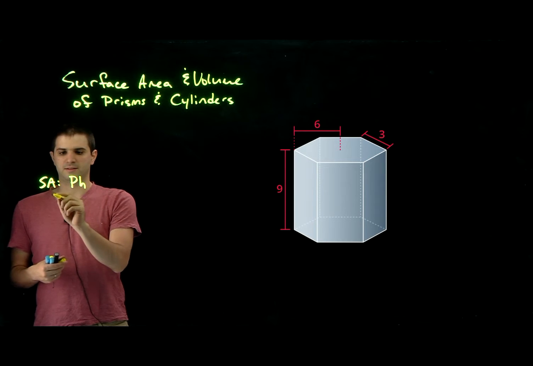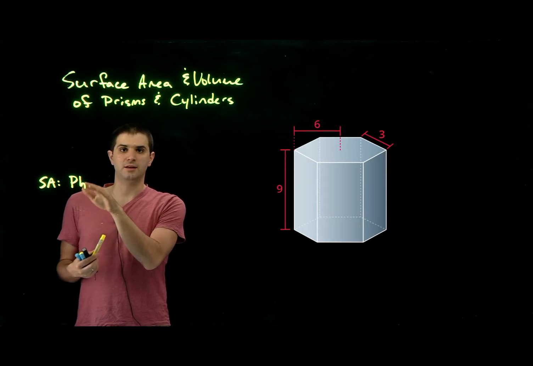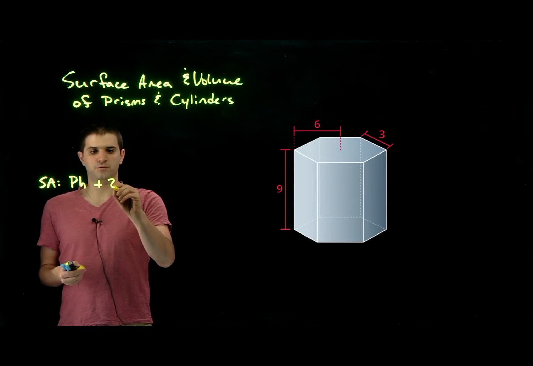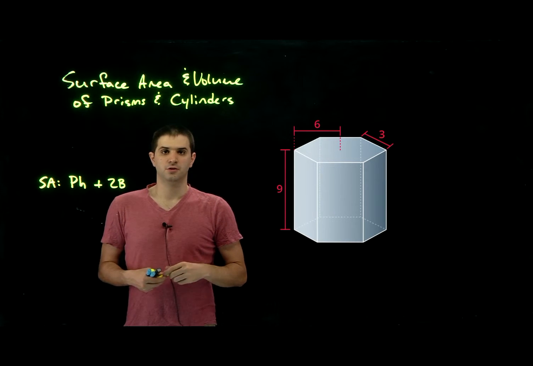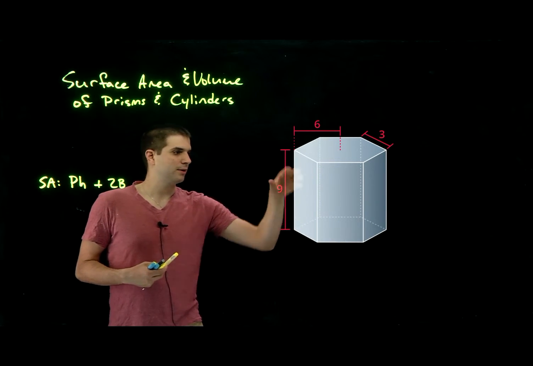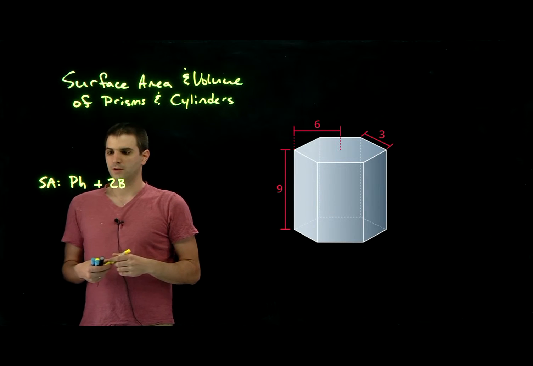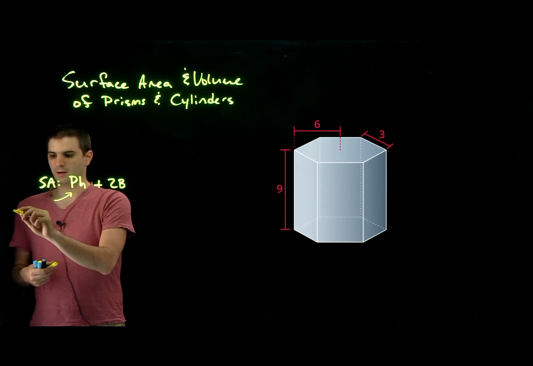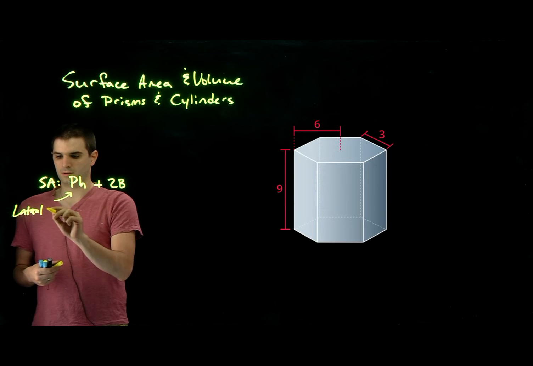So again, this is what is sometimes called lateral area. So that's the area of the faces. And then you have to add on 2 times the area of the bases. So we have this lateral area here, and then you have to add on 2 times the area of the bases. Again, you might have seen this called lateral area.